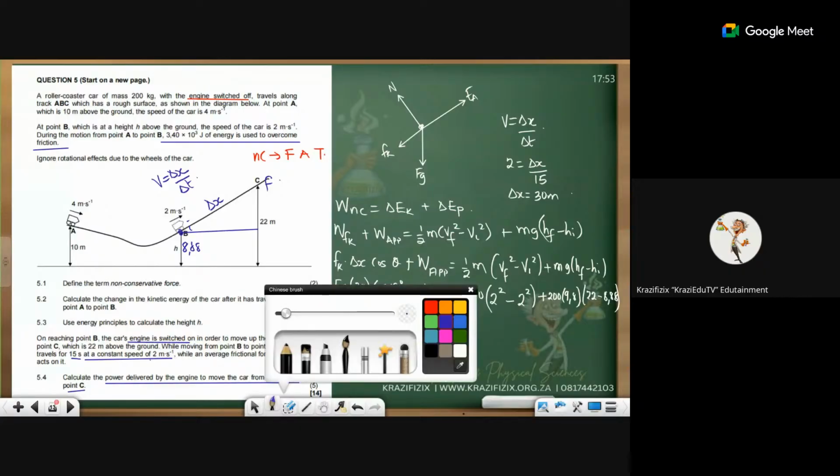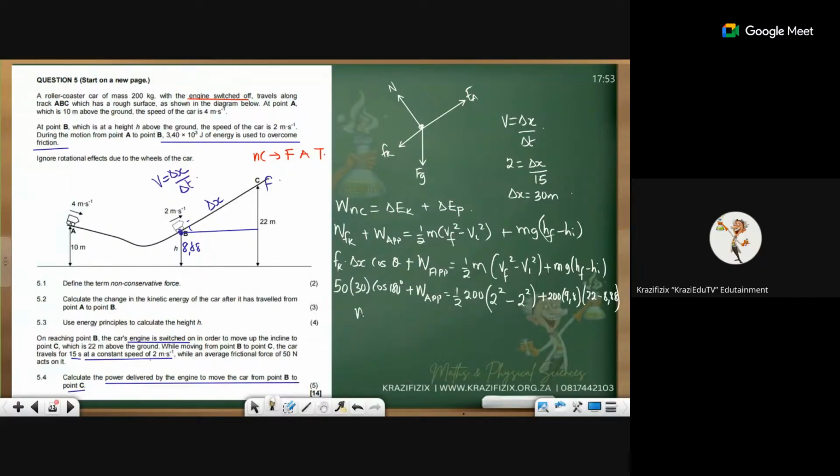Get me the work done by the applied force, which is the work done by the engine. No, power is different. Power is W over delta T. Then I bring in now my delta T divided by what? 15. Power is the rate at which work is done. This is giving the energy; I want the power.